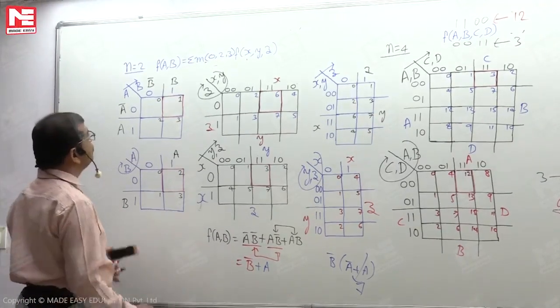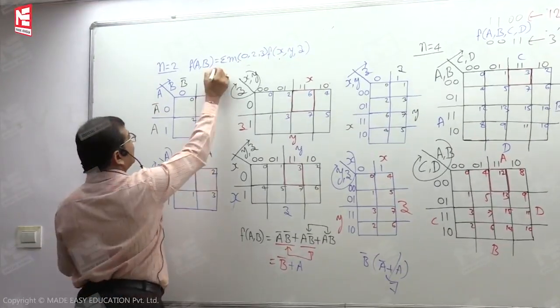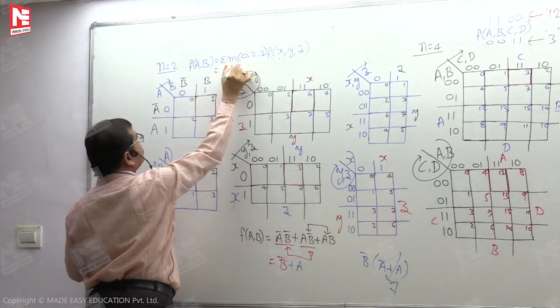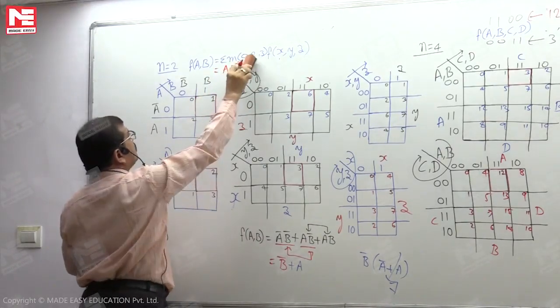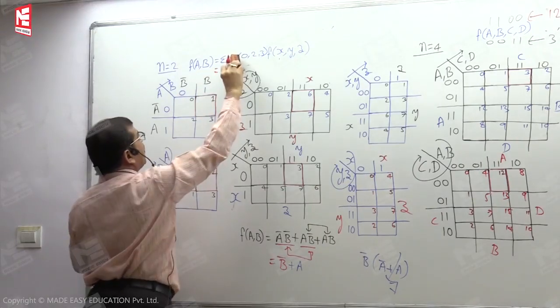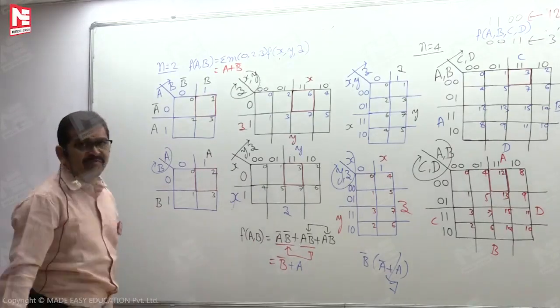So finally, we have here the expression A or with B complement. Now using properties, without all this sort of work, directly from the K-map we must read.